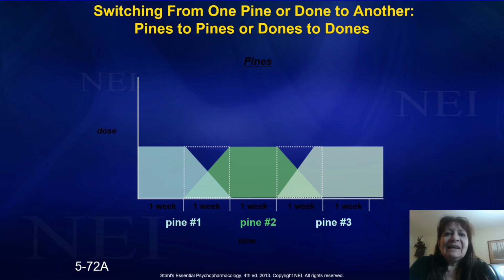Switching from a pine or done to another. So this would be pines to pines or dones to dones. You can switch over the period of 1 week. So you could reduce the pine by 50% while you're starting the new pine at 50% at the same time, and then drop out the first one completely at the end of the week and increase the new one to full dose by the end of the first week.